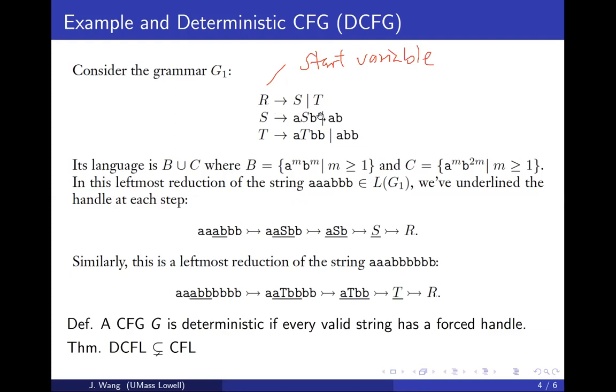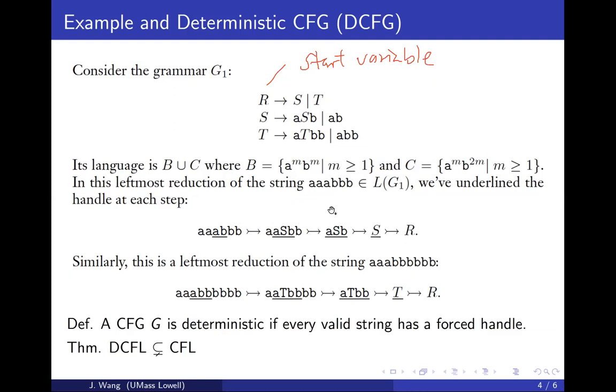From R, this is the first rule, you go to S or T. From S, you go to ASB or AB. From T, you can go to ATBB or ABB. This context-free grammar accepts the language B union C, where B is the set of strings in the form of m copies of A followed by m copies of B, so the lengths are the same. And C is the set of strings in the form of m copies of A followed by 2m copies of B.